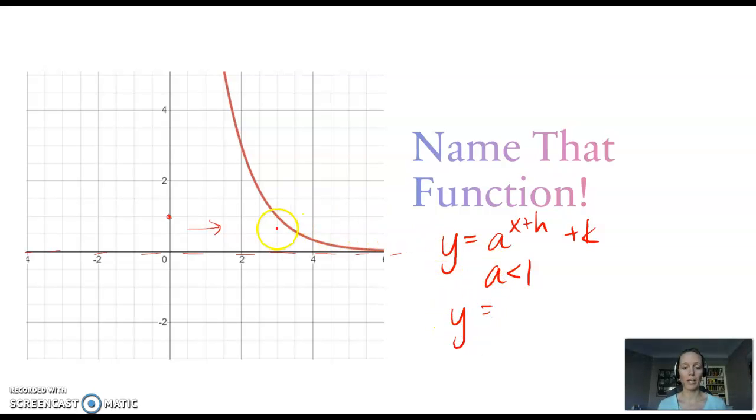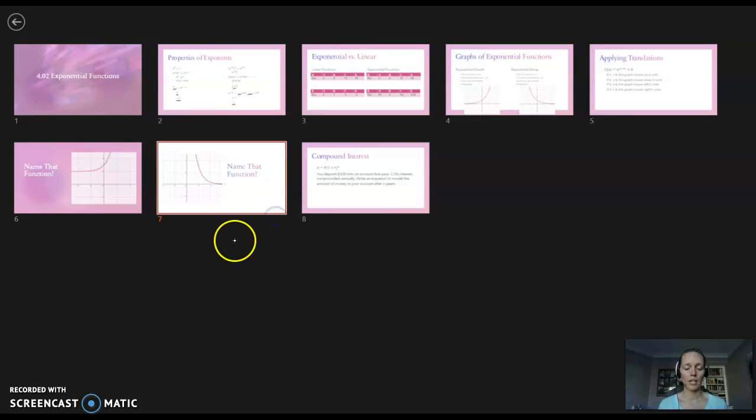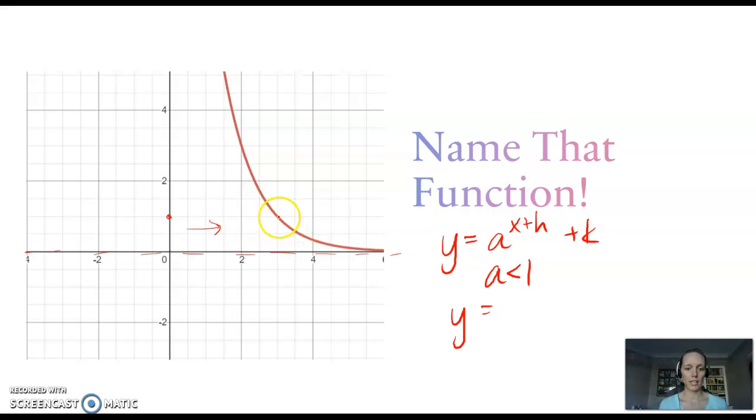And we know that it's been moved over. So we can take a look at how many units it's been moved over, which in this case is 3 units. Remember, to the right it's going to look like the opposite of what we see. So x minus 3 is what's going to go into this function here.